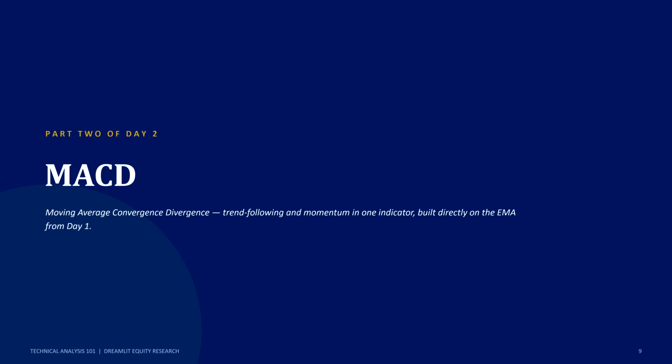Part 2 of today's session, MACD, the Moving Average Convergence Divergence indicator. If RSI measures momentum purely from the ratio of gains to losses, MACD takes a completely different route. It measures momentum by tracking the relationship between two exponential moving averages, the same EMA you built by hand on day one. That makes MACD a genuine hybrid, part trend-following tool, part momentum oscillator, built directly on top of yesterday's material. Let's take it apart piece by piece.